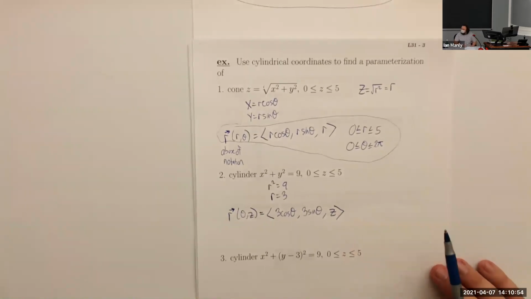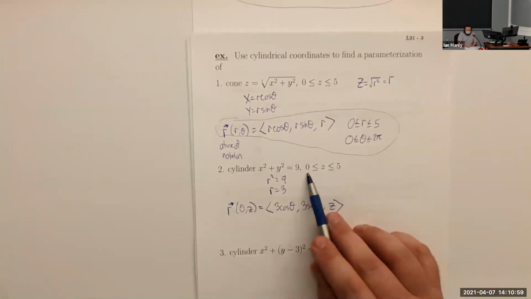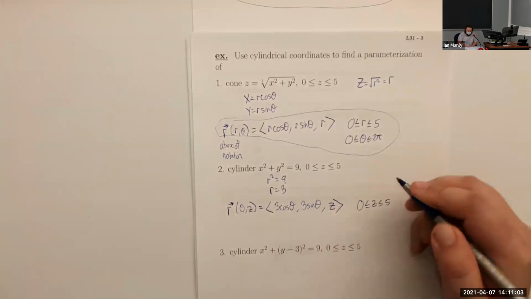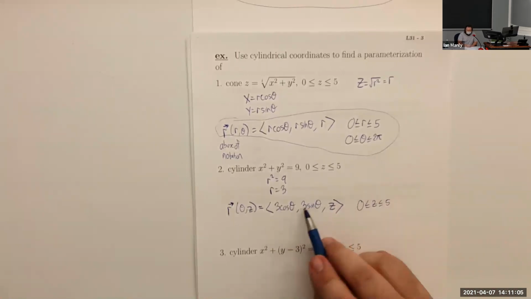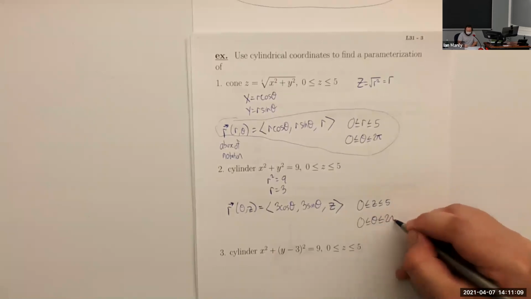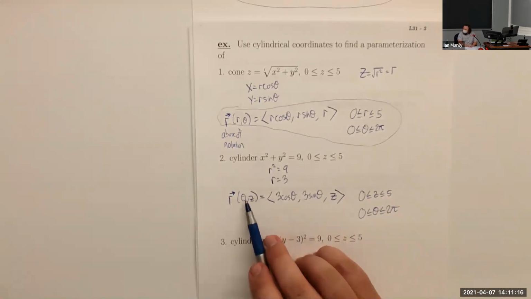Once again, we do need to specify our limitations on our variables, because we at least have this one for z. And then, which comes part and parcel with cylindrical coordinates, we have the restriction on theta. So there's our parameterization of this surface. And again, we're only using two variables right here.